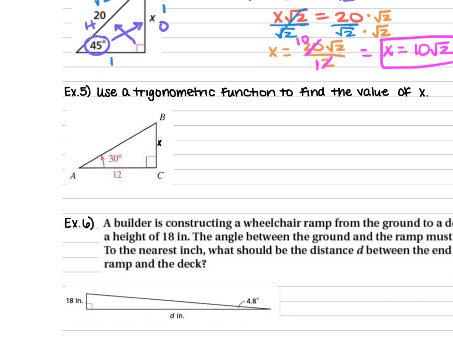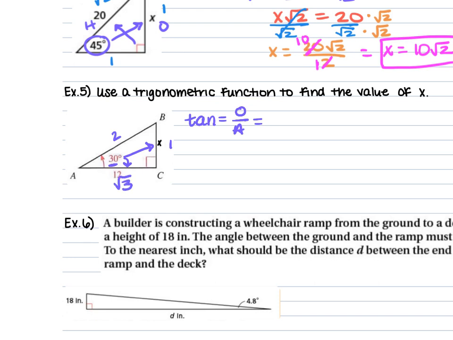For example 5, we have a 30, 60, 90 triangle. The side opposite of that 30 degrees is x, and then we have the adjacent side length. So we are going to work with tangent, because tangent is opposite over adjacent. For a 30, 60, 90 triangle, we have side lengths of 1, 2, square root 3. Remember, your hypotenuse is always 2. Your side length that's smallest is 1, and that square root of 3 is that middle.